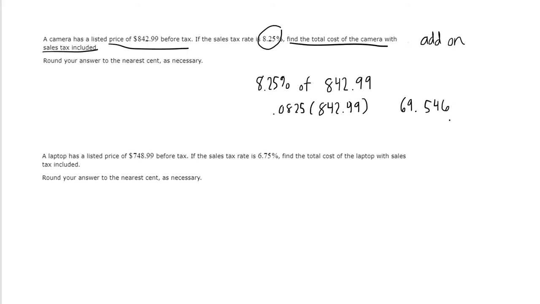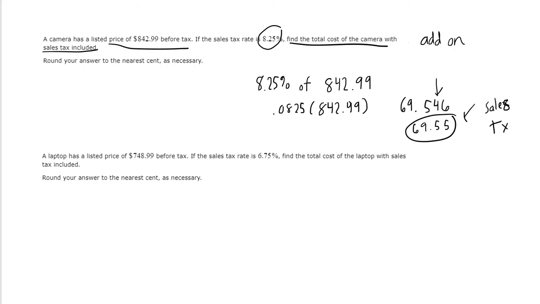Money always rounds to the hundredths spot. So if this is a 4 and the number after that is 5 or bigger, this is going to round up to $69.55. This is our sales tax. That's how much we're going to pay in sales tax.